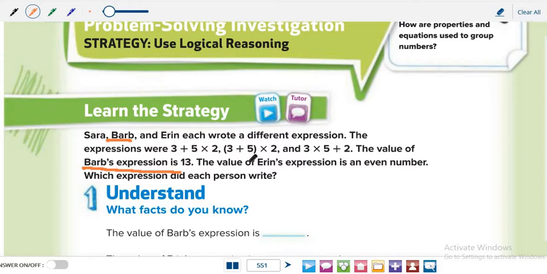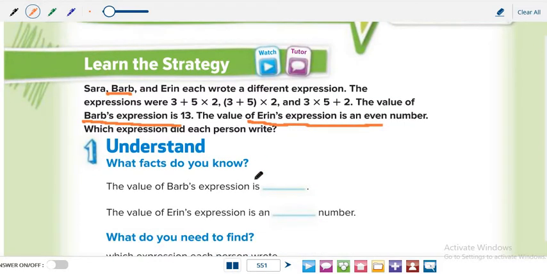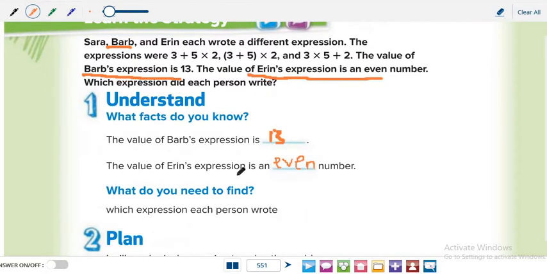And we know that the value of Aaron's expression is an even number. Good fact. So this is what we know, grade 3. Which expression did each person write? This is what we need to find. So let's summarize it here. What facts do you know? We know that the value of Barb's expression is 13, and the value of Aaron's expression is an even number. Now let's see what we need to find. We need to find which expression each person wrote.